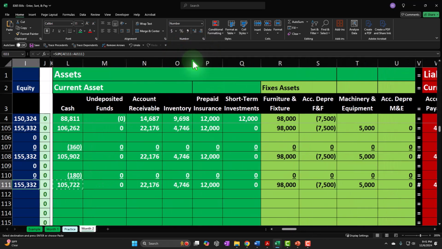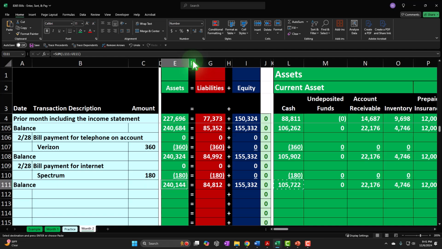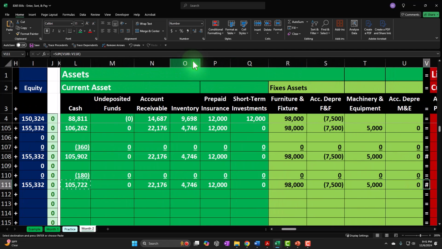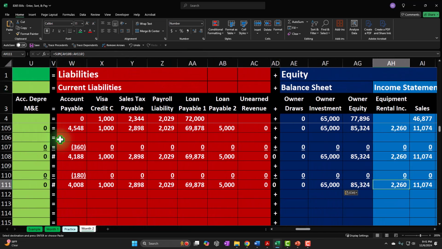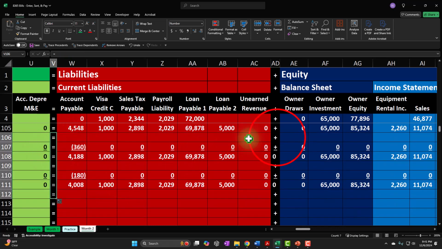I'm going to paste it formulas only. Okay. And then now we're still in balance. I'm going to pull down this for formatting's sake. And then we'll do that over here for formatting's sake.